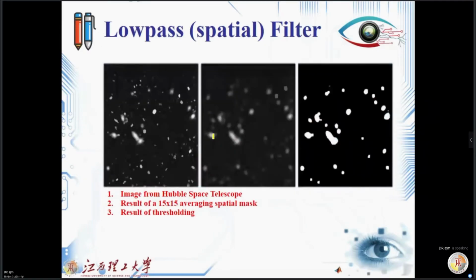Another example, you can see some low pass spatial filtering, which I show here as figures 1, 2, 3. In picture 1, there is the image from the Hubble Space Telescope. Next, there is the averaging spatial mask of 15 by 15. And the third one is the result of threshold. You will see that in the last photo, after applying this mask, they could specify the objects, something like counting the number of stars. It becomes more clear for the user to extract.